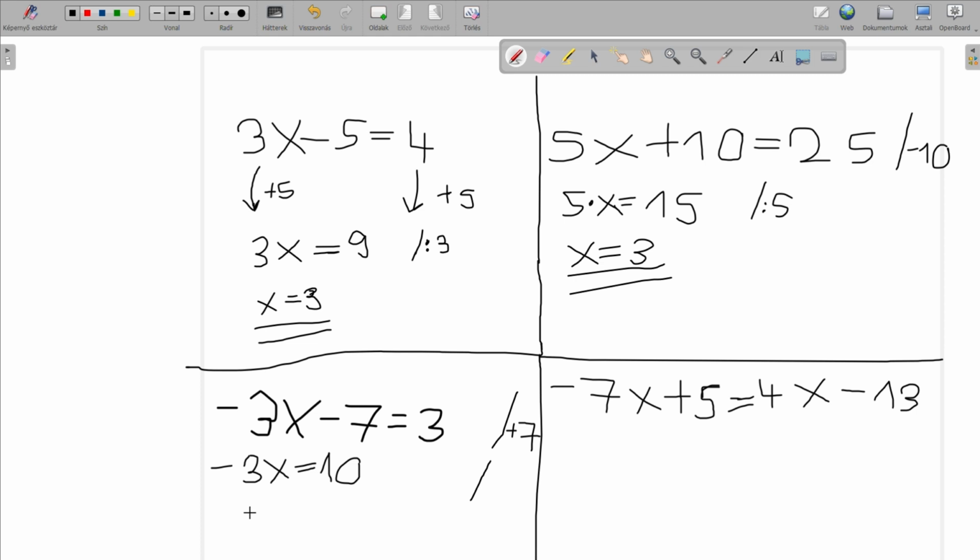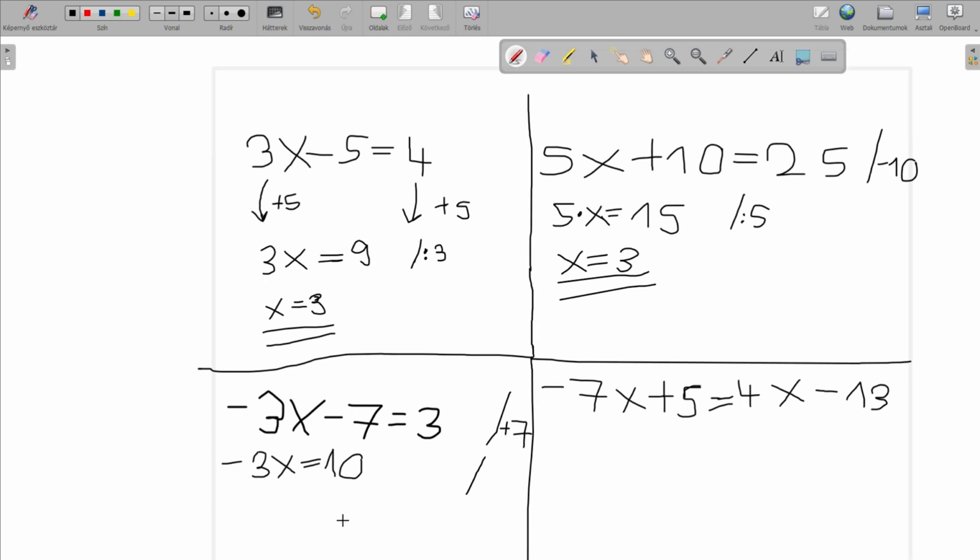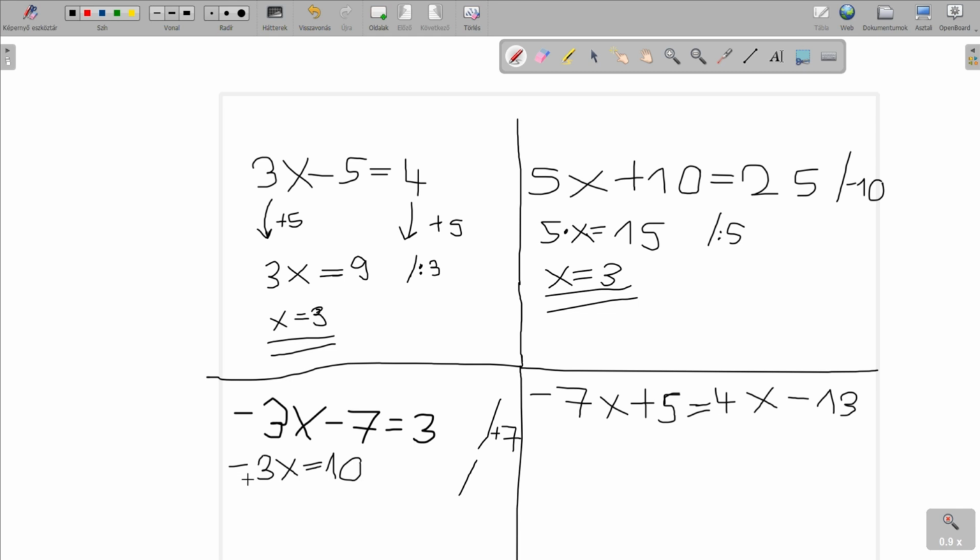Firstly, you should definitely keep in mind that the number that this x is multiplied by is minus 3. So we have to divide by minus 3, not just 3. This is something that some people might have a tendency to forget if they are newer students and they just started this topic. So what that will be equal to, that's minus 10 thirds.